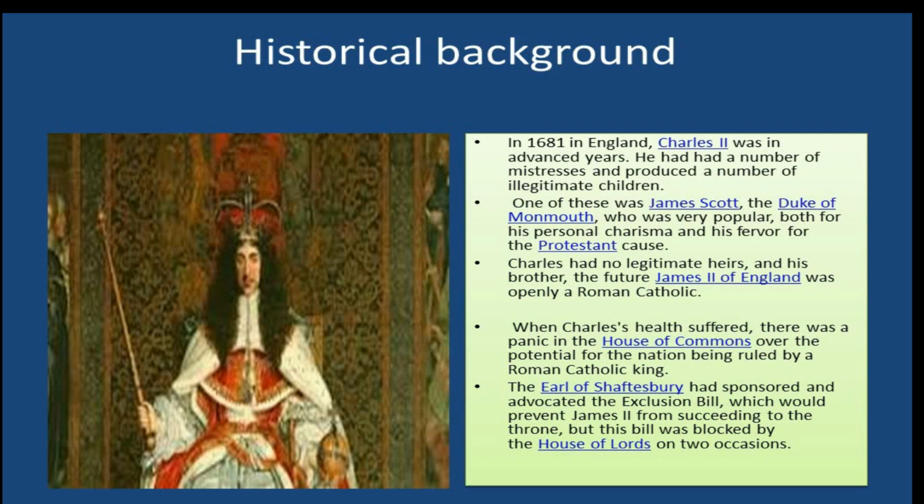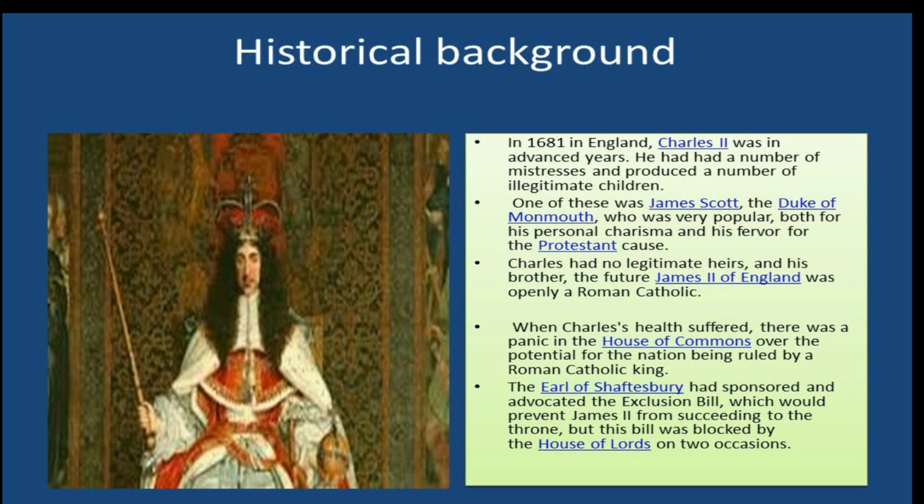Charles II had no legitimate heirs, and his brother, the future James II of England, was openly a Roman Catholic, so he was not welcomed to the British crown.